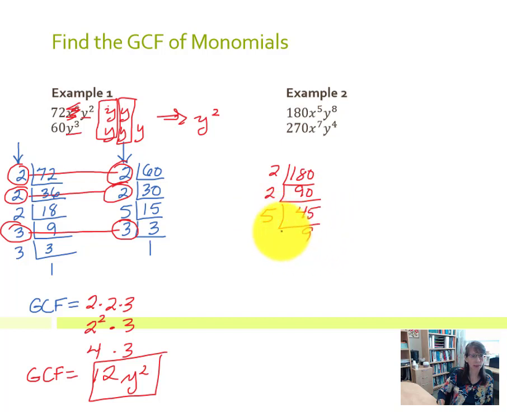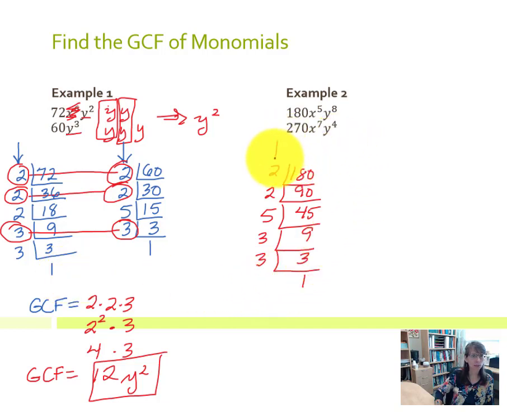That leaves 9. 9 is divisible by 3. That leaves 3. And 3 is divisible by itself, leaving 1. Notice how every time we end up with 1 as our last factor, we are completely done factoring.